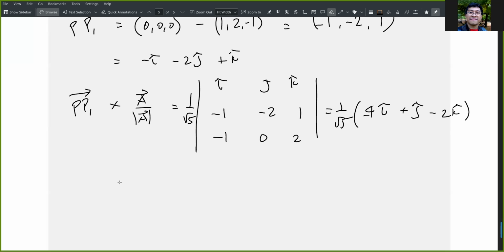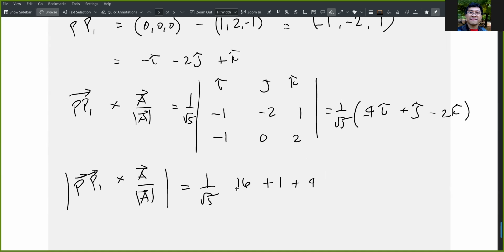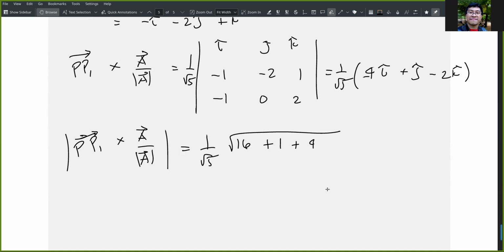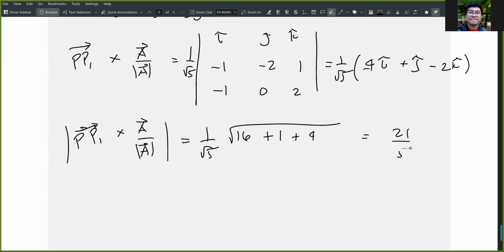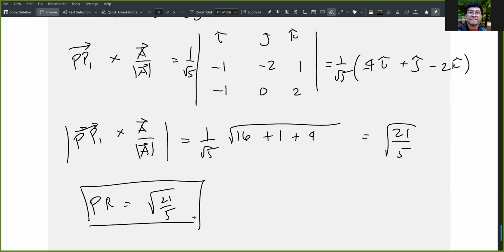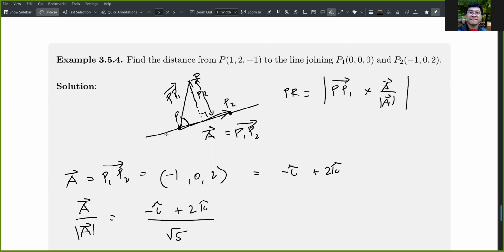Now we're getting the absolute value of PP1 cross A, that would be our PR. But let me do this first. So this is 1 over square root of 5. This is 4 squared, that's 16, plus 1 plus 4. Take the square root, that would be 21 over 5. Take the square root. This is just our PR, the distance between point P to the line connecting P1, P2.